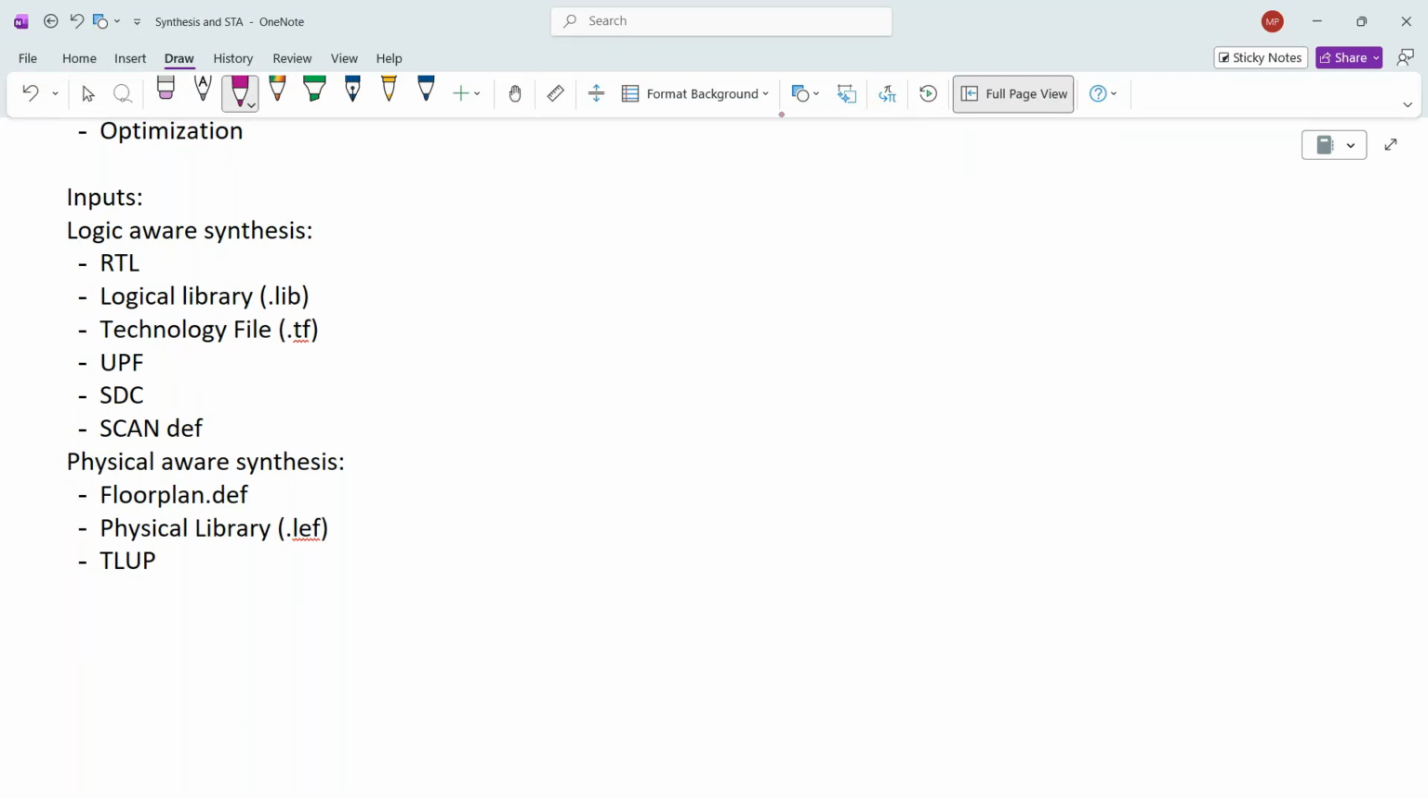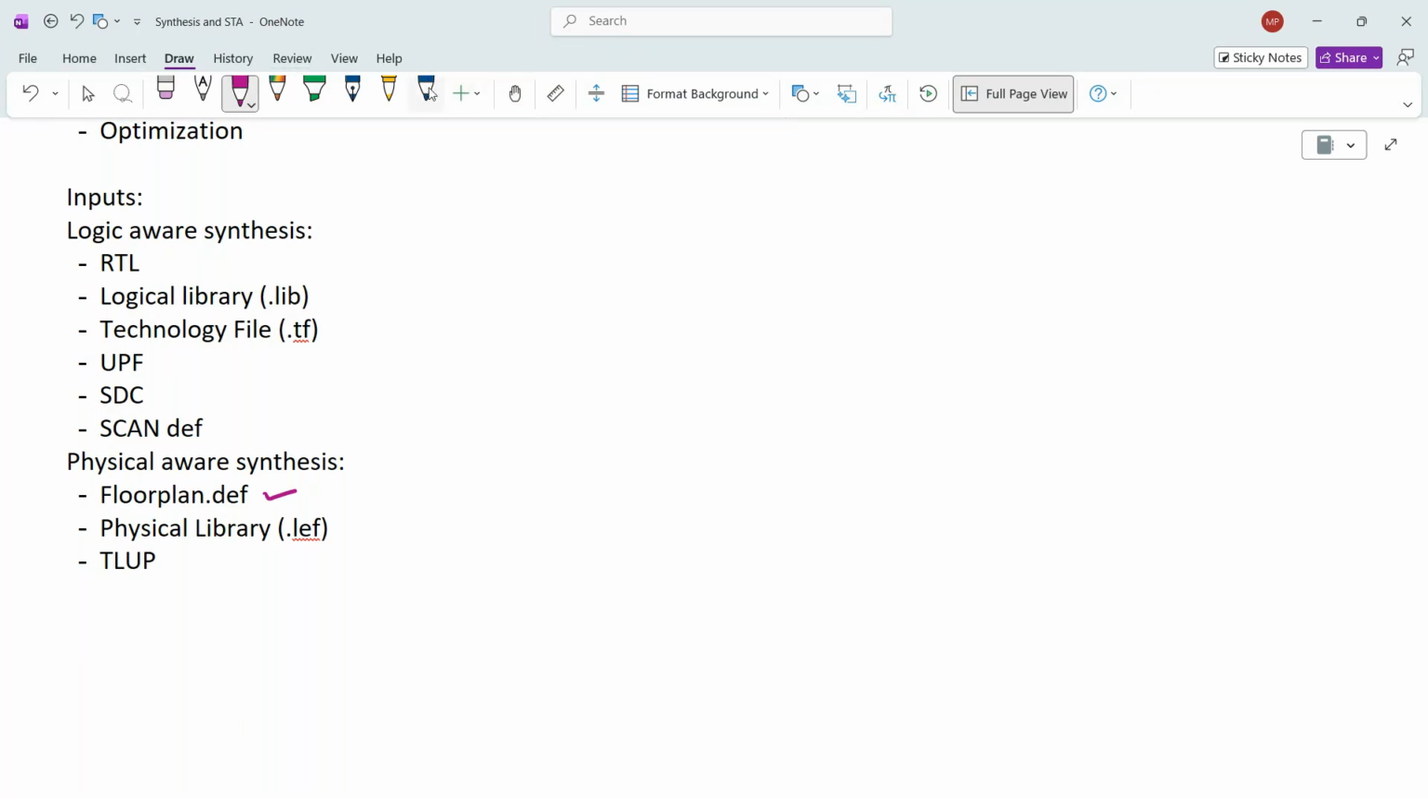Because when the physical aware synthesis is coming, that means floor plan DEF is coming, that means the layout information is coming, the locations of cells, macros and ports are coming. So the tool is having now the actual information of location, so it will require RC parasitics which is present in TLUPlus. Right.